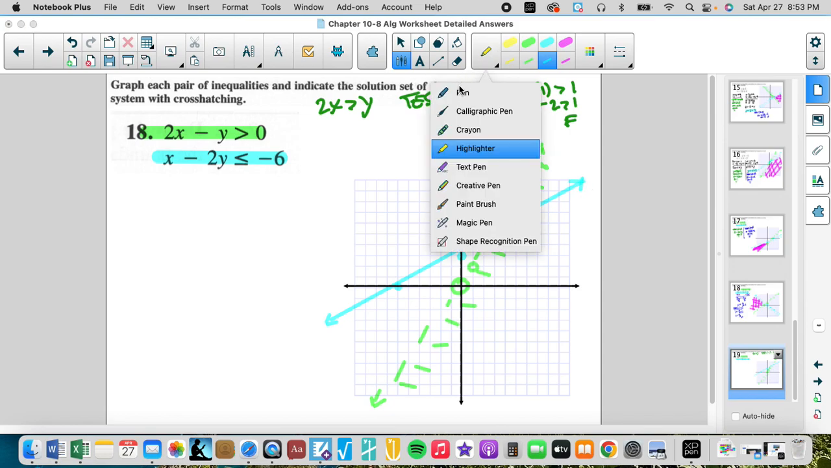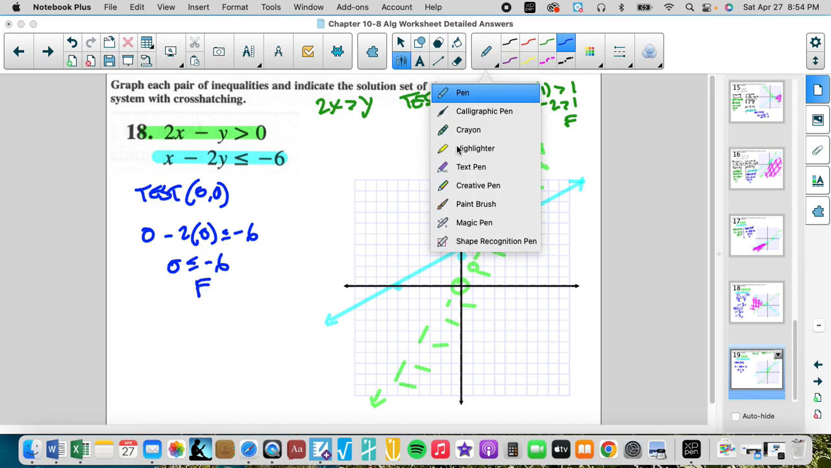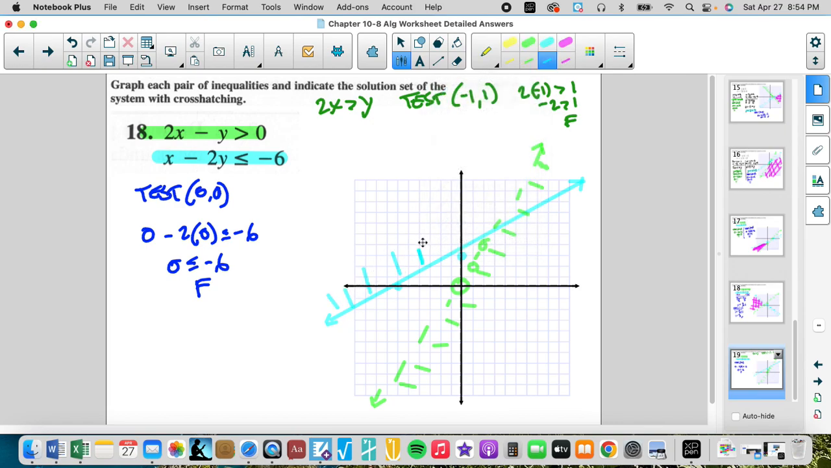We can test a point. We can test 0, 0. So 0 minus 2 times 0 less than or equal to negative 6 is 0 less than or equal to negative 6. That's false. So that point is false, so let's shade away from it. And the crosshatch is right up here.